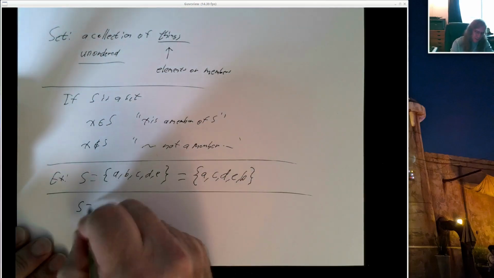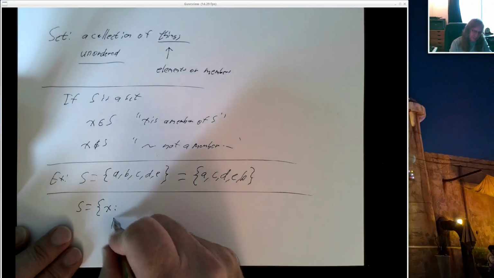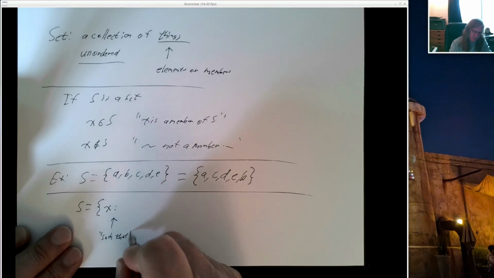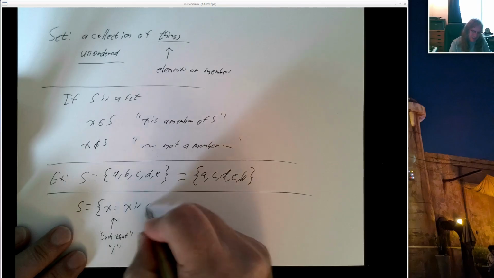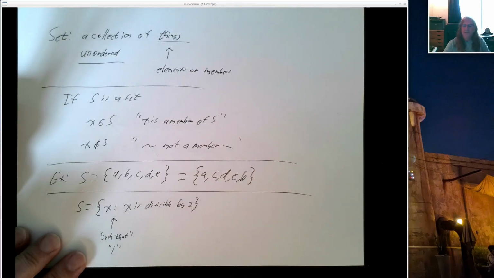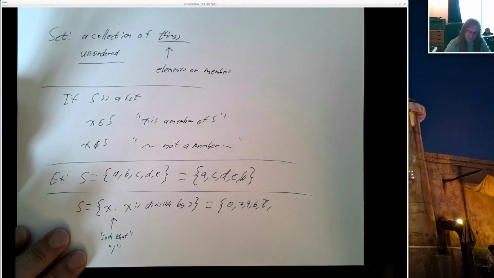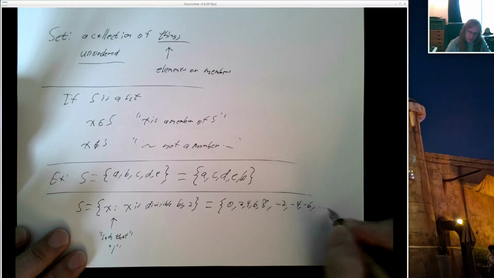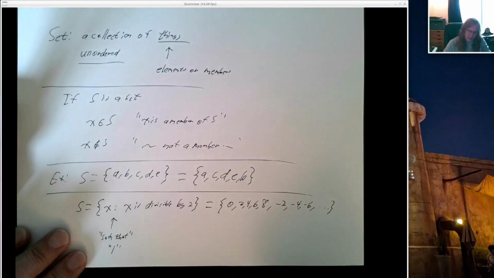We can also describe a set with words. So S could be the set of all x such that, and this colon, which is sometimes written as just a vertical bar, x is divisible by 2. So here's a set of numbers which have the property of being divisible by 2. For example, this would contain 0, 2, 4, 6, 8, but also -2, -4, -6, and so on. We have to be a little careful with this, because it may be clear to us looking at this that this is a set of negative numbers, but it's possible it's some different set.